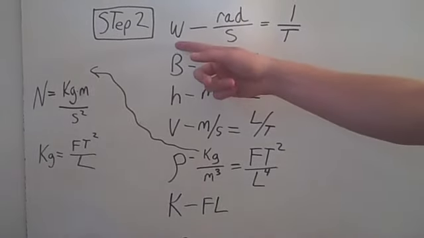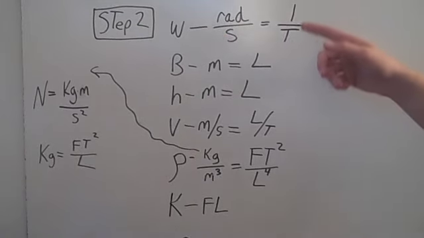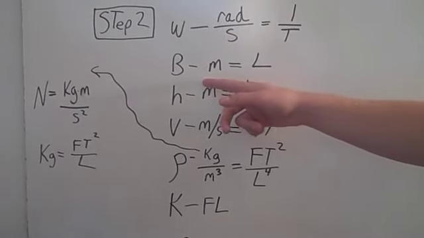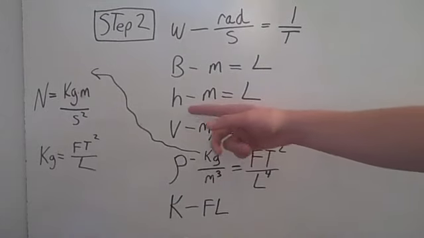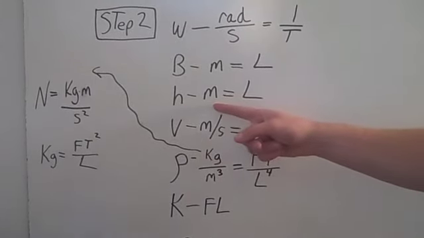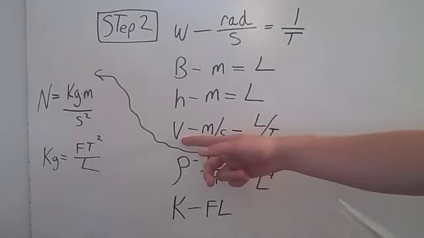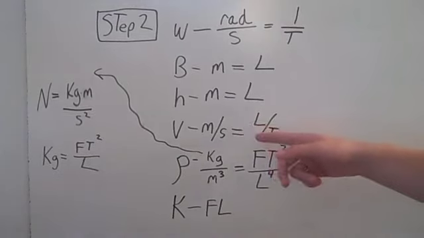So to start off with, omega is usually in units of radians per second, which is 1 over time. b, the sign width, is usually in units of meters, which is a length. h, the sign height, which is usually also in meters, is also a length. v, the velocity of the wind, is usually meters per second, which would be length over time.